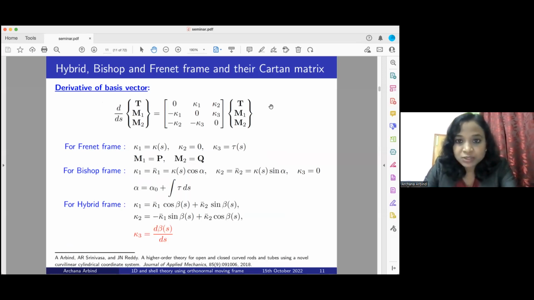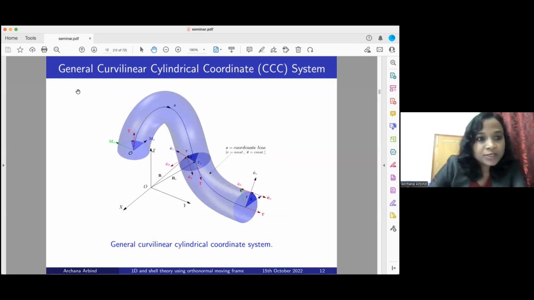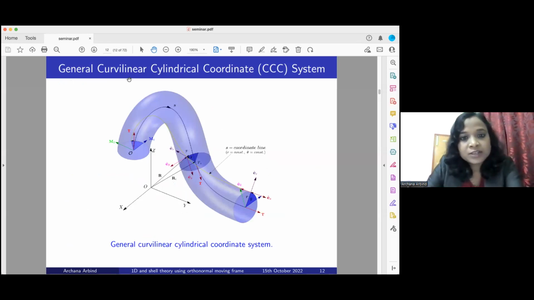Okay, so based on this frame, what we have done is propose a general curvilinear coordinate system. Here the S coordinate is along the reference curve, and the R coordinate and theta coordinate would be the polar coordinates at each normal cross section. So S, R, theta would be our curvilinear coordinate system.